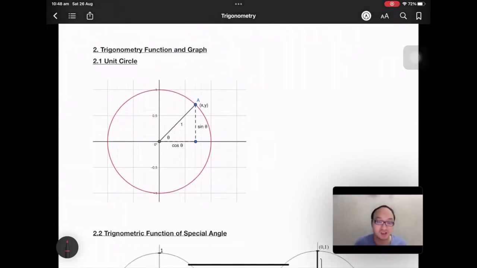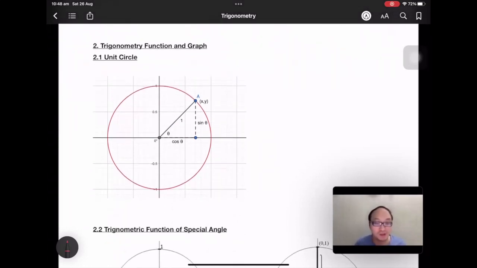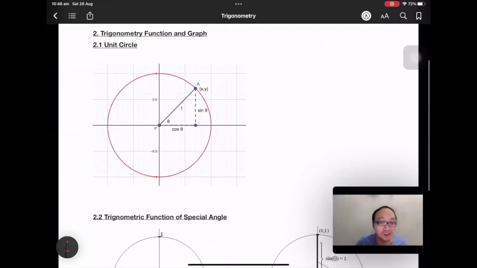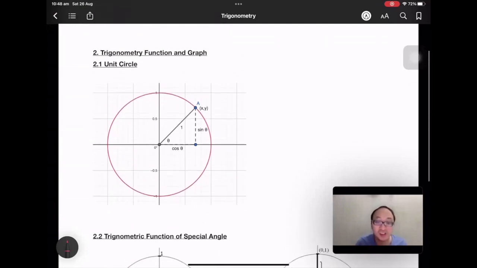Next, we move to the trigonometric function and graph. To start with this, we have to know about the unit circle. The unit circle is the circle which has the radius of 1. So this is 1, this is 1. And we can have a random point A with coordinates x and y.